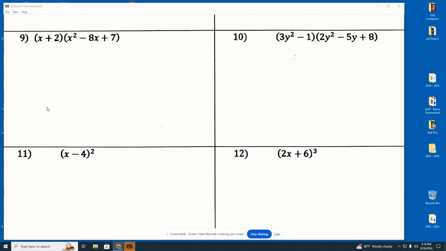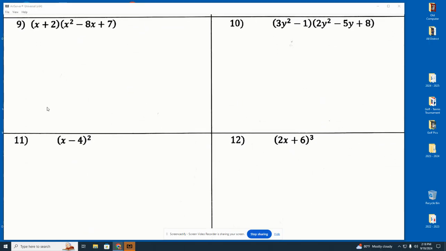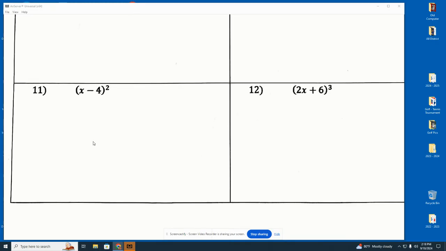I do want to show you one thing. On number 11 and 12, they use exponents. So what I want you to do when you see those exponents is I want you to change it. X minus 4 squared means you're doing x minus 4 times x minus 4. So all of a sudden that looks just like the ones above it.